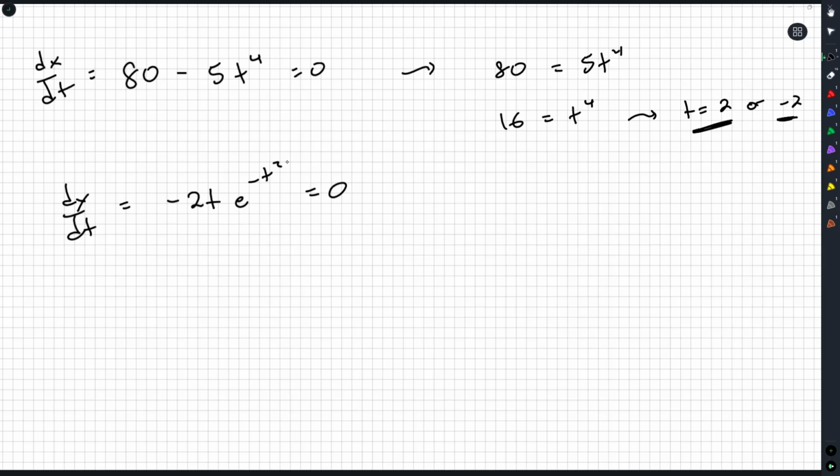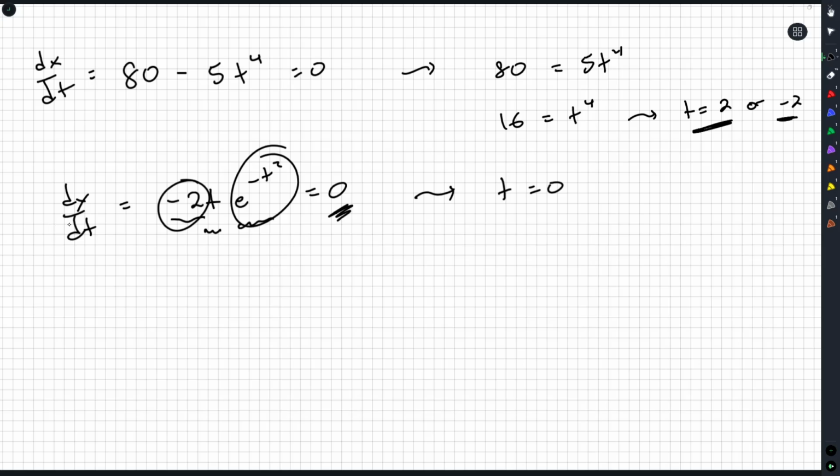When is that guy equal to 0? Well, we have a product of things. We have negative 2, which is never 0. We have t, and we have e to the minus t squared. A product of things is equal to 0 only if one of those things is equal to 0. Okay? And exponentials are never 0. Obviously, negative 2 is never 0. So this can really only happen when t is 0.